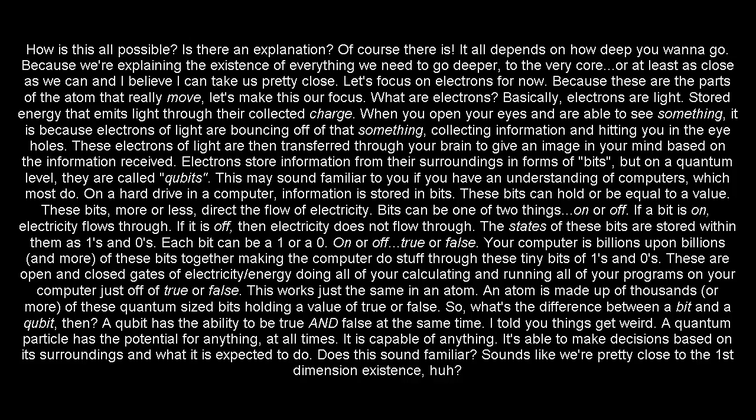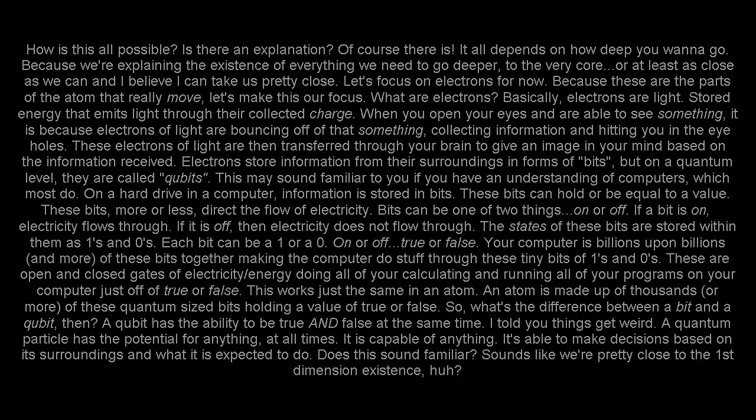So, what's the difference between a bit and a qubit, then? A qubit has the ability to be true and false at the same time. I told you things get weird. A quantum particle has the potential for anything, at all times. It is capable of anything. It's able to make decisions based on its surroundings and what it is expected to do. Does this sound familiar? Sounds like we're pretty close to the first dimension existence, huh?